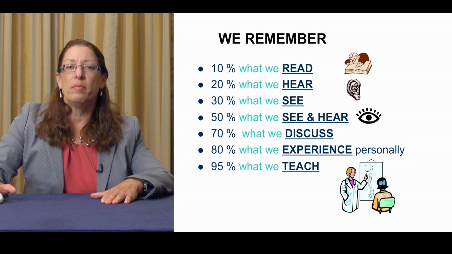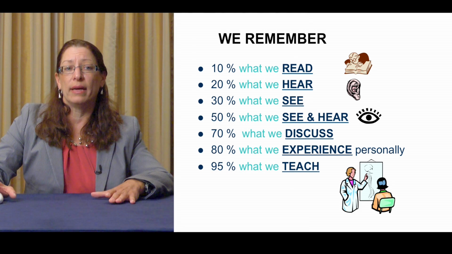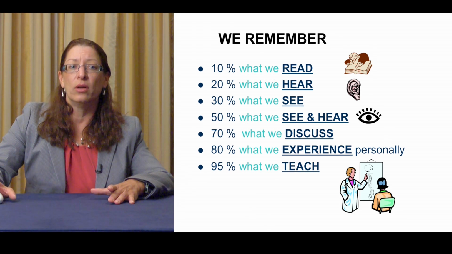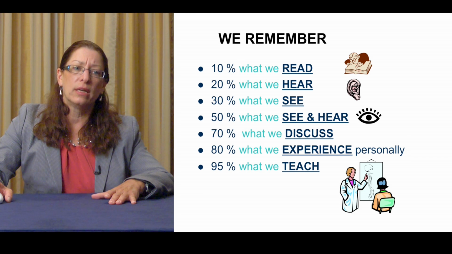So some of the information about how we learn and adult learners in the literature really talk about, we really remember about 10% of what we read, 20% of what we hear, 30% of what we see. So when you combine the two, 50% of what we see and hear.